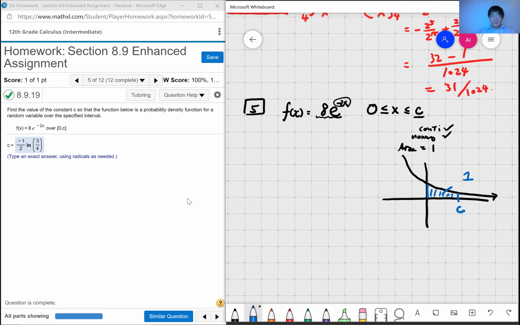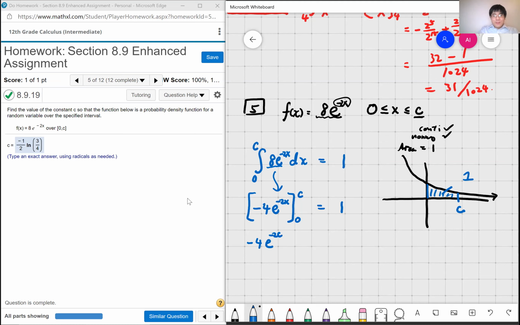So here is how to set up the equation. The integral of 0 through c of the function must be equal to 1. Let's integrate this. Integrating this one, we will get negative 4 e to the negative 2x. This is an exponential function, so the integral is like this. And you plug in 0 and c. Okay, plug in c, you're going to get negative 4 e to the negative 2c minus, you plug in 0, so e to the power of 0 becomes 1. So it's going to be minus minus 4, which is plus 4.